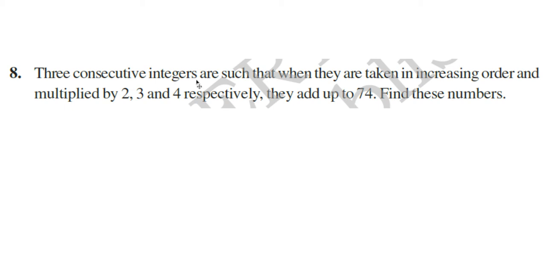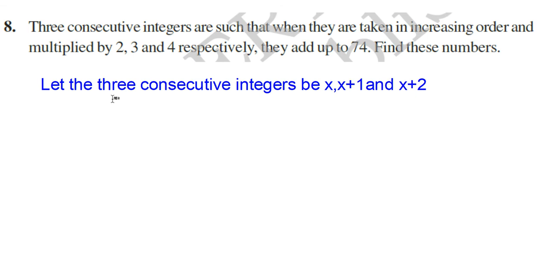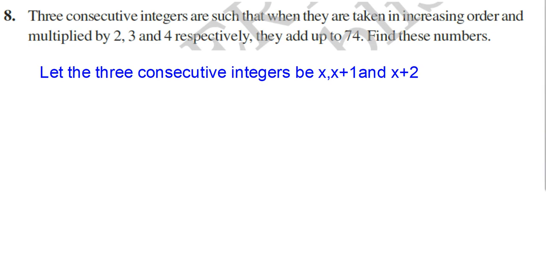If suppose x is the first integer, then the other integers you can write as x plus 1 and x plus 2. So let us write it first. Let the three consecutive integers be x, x plus 1 and x plus 2. Now, if we multiply each integer one by 2, by 3 and by 4 and add it, you will get the answer 74.